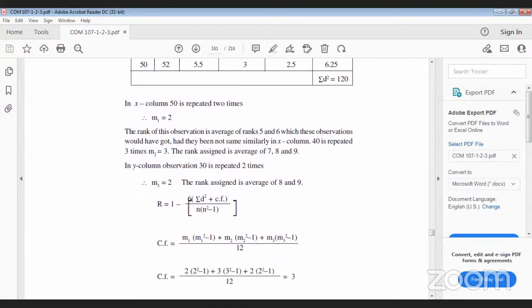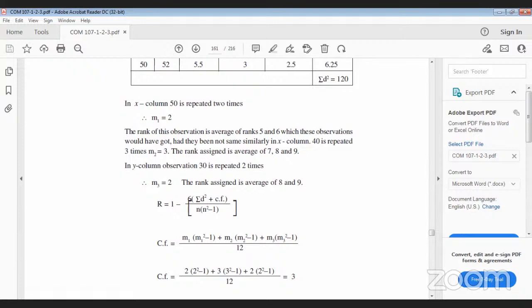So here m1 is equal to 2 into bracket 2 square minus 1, that is 3, then plus 3 square minus 1, that is 8, bracket complete, plus 2 into bracket 4 minus 1, that is 3, upon 12. Here the answer will be 3.